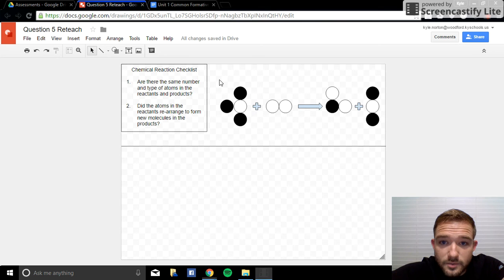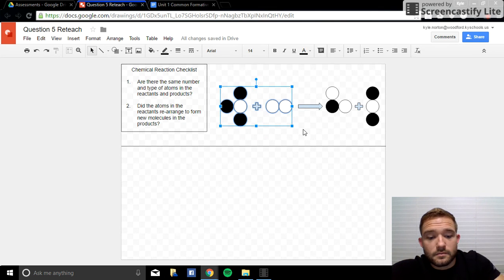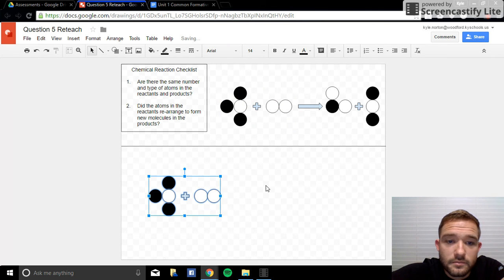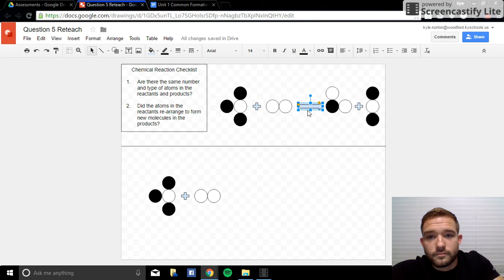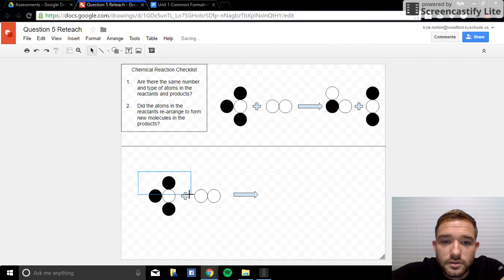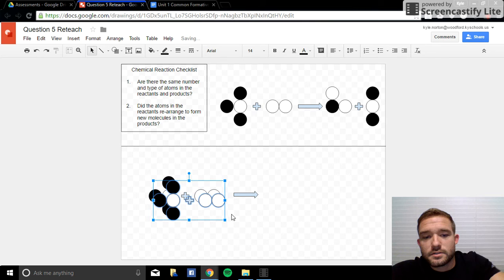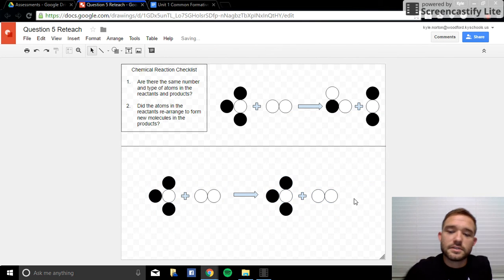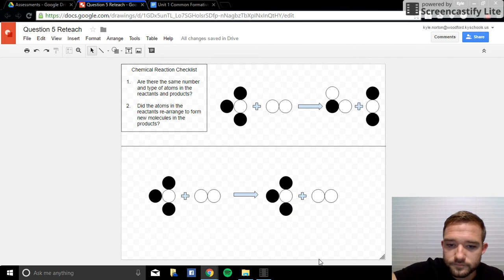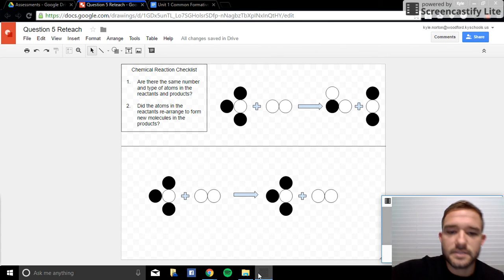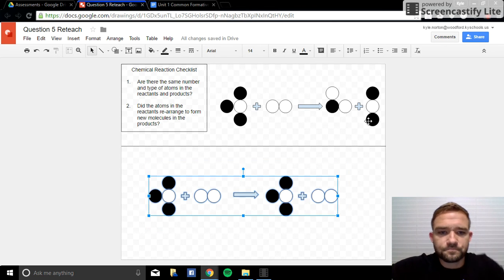Now, suppose that instead the equation looked like this, and I think you can see I'm just copying and pasting this and flipping it over to the other side. We'll take a look at this now. Let's see if it still passes the test when it's like this down here at the bottom.